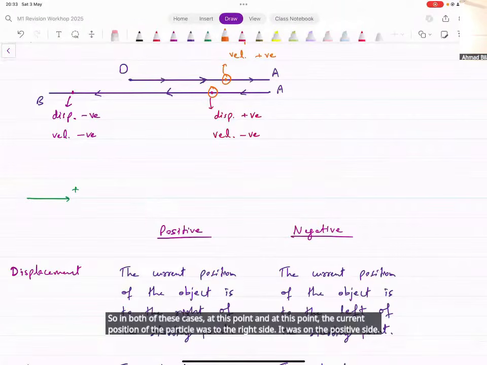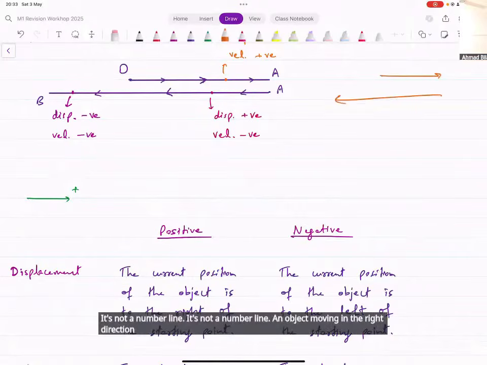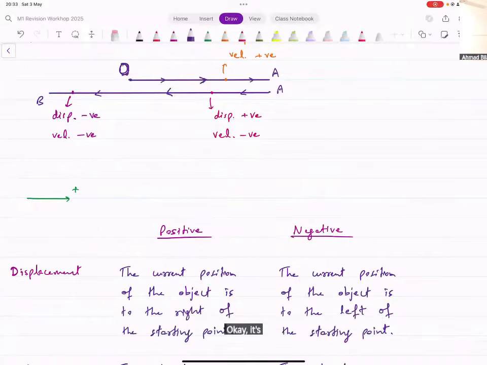It's not a number line. It's an object moving in the right direction first and then going to the left side. This is the starting point. O is the starting point. It's not zero, it's the starting point O. Okay, it's moving to the right and then going towards left.